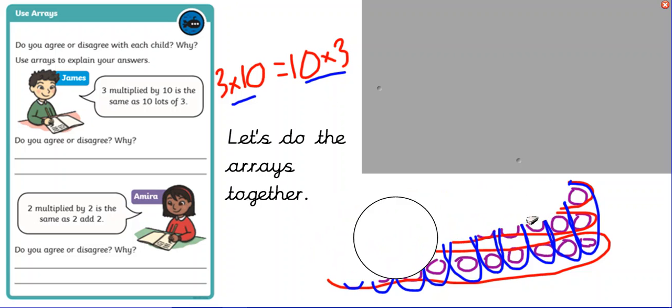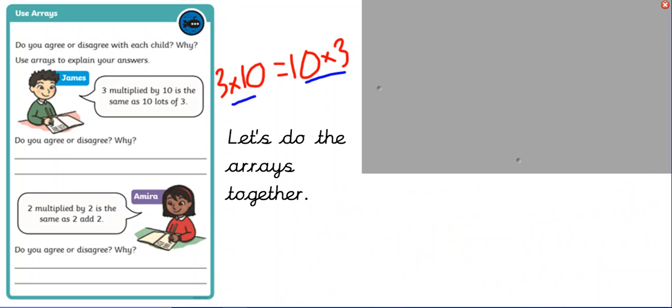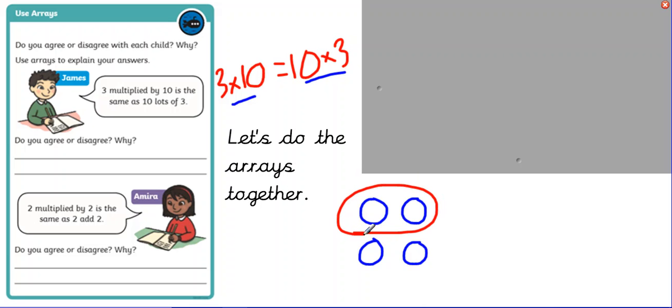Okay, let's have a look at the answer then. So, if we draw an array, 2 multiplied by 2, we'd have 1, 2, that's one group. 1, 2, that's 2 groups. So 2 multiplied by 2, we would have 2 groups of 2. Okay? And we're saying that that's the same as 2 add 2.